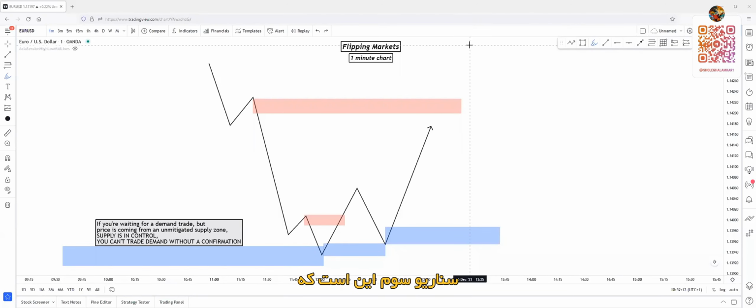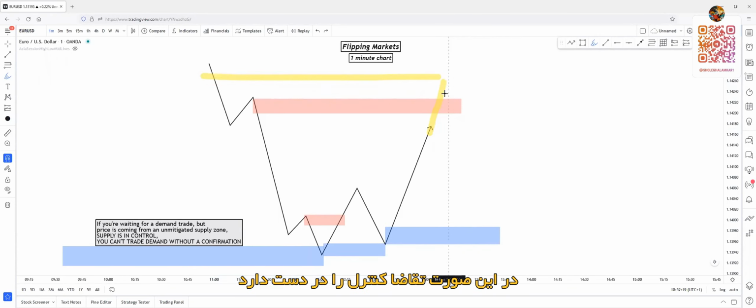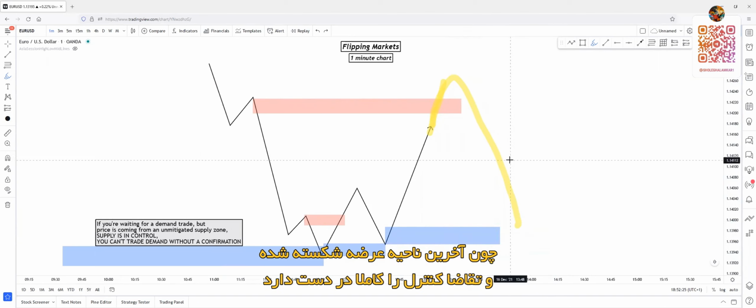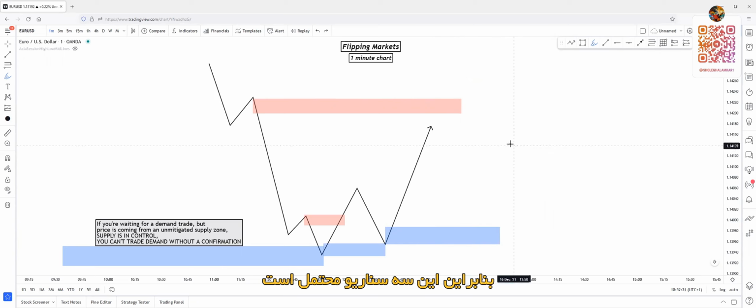So the third scenario is if price breaks through this supply zone and does not tap into any supply zone, so demand will stay in control, then you can execute a demand trade again on this zone because demand is fully in control because it broke through the last supply zone. So these are the three possible scenarios.